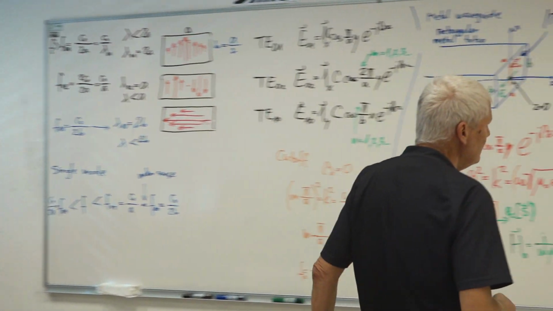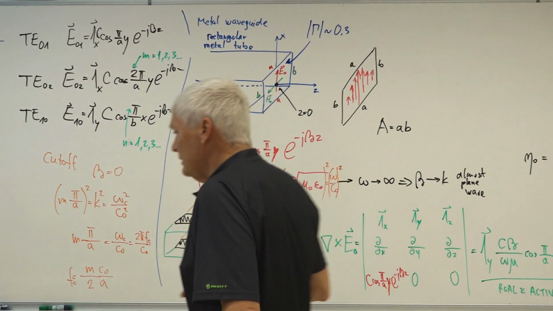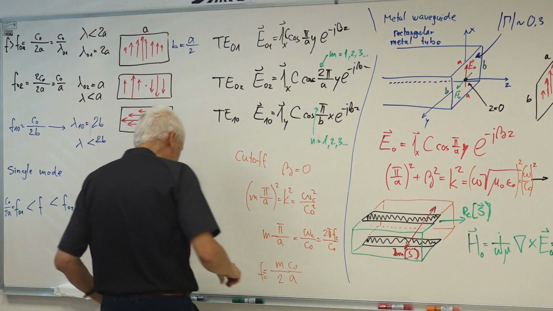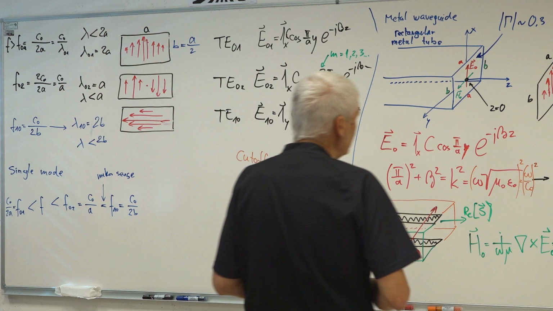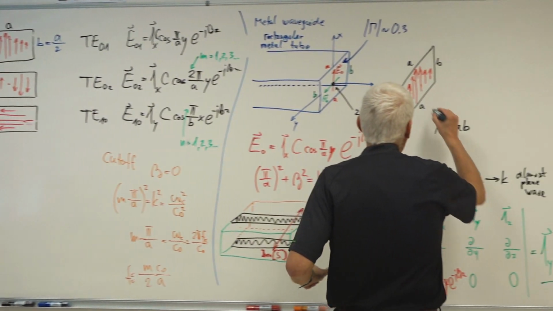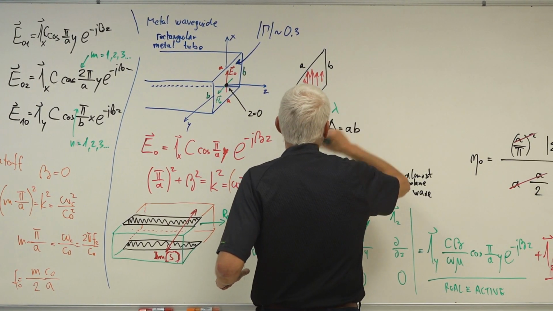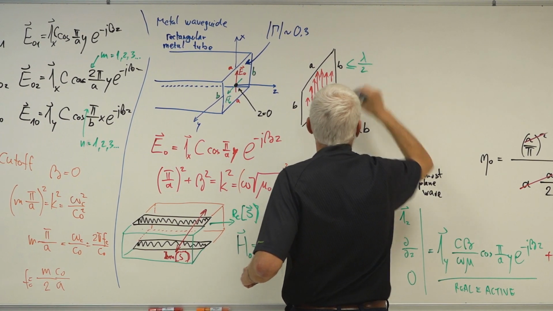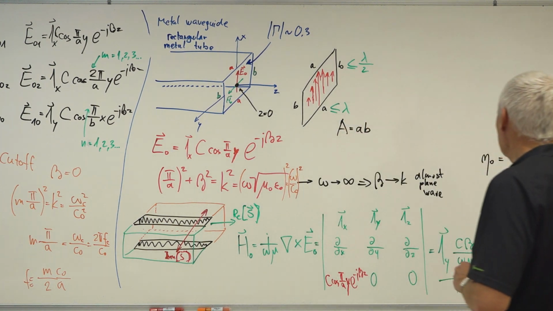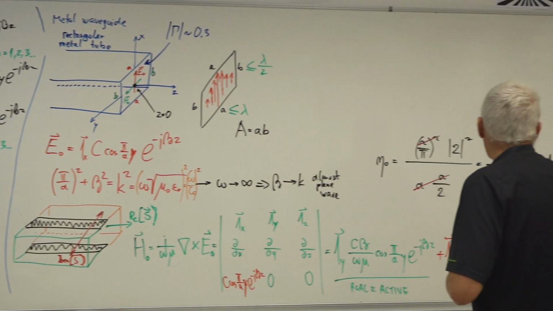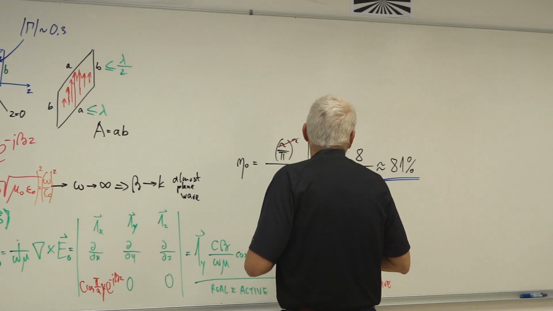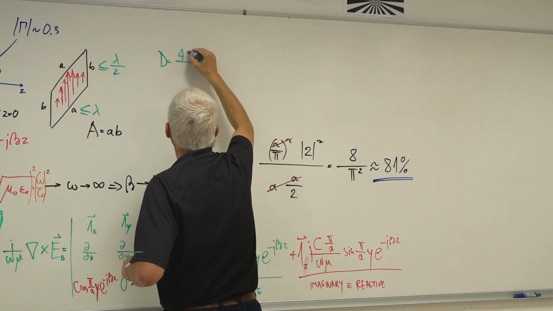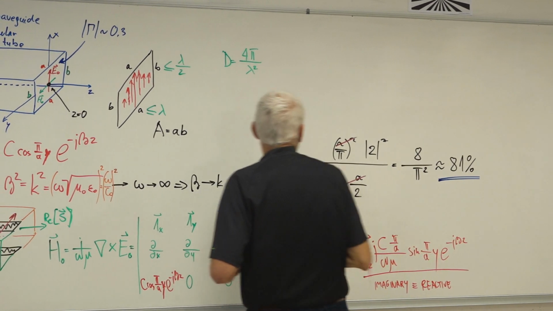So what is the maximum directivity we can get out of this antenna if we want to avoid higher order modes? If I want to avoid higher modes, A has to be less than or equal to lambda, and B has to be less than or equal to lambda half. Okay? So our maximum directivity is now what? Our maximum directivity is now 4p over lambda squared.